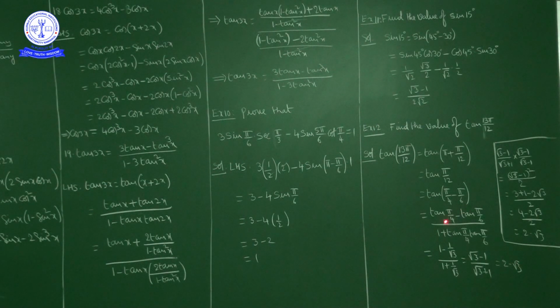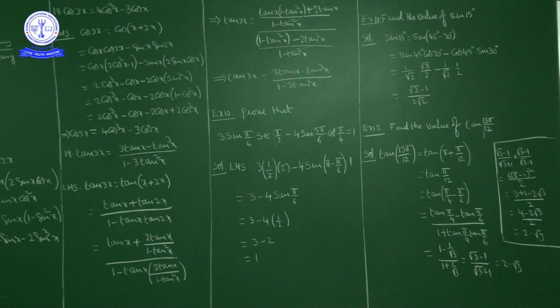Now, tan pi by 4 value is how much? 1. Minus tan pi by 6 value, 1 by root 3. Denominator: 1 plus tan pi by 4 value 1, into tan pi by 6 value 1 by root 3. So 1 plus 1 by root 3 in the denominator. Now take LCM in numerator and denominator. Root 3 is the LCM. So root 3 minus 1 by root 3 over root 3 plus 1 by root 3. Root 3 cancels. So what we get? Root 3 minus 1 by root 3 plus 1. So tan pi by 12 value or tan 15 degrees value is root 3 minus 1 by root 3 plus 1.